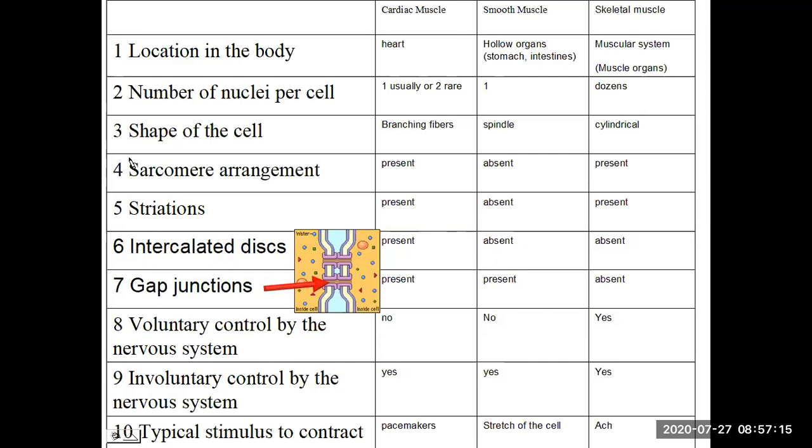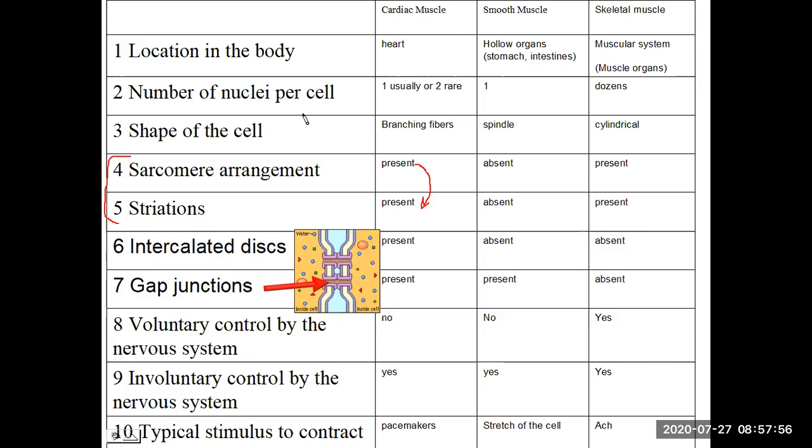So now we have these two which go hand in hand. If there is a sarcomere arrangement, the alternating A and I bands are the reason why we see these striations. So we can tackle these together. Cardiac muscle, well, when there's a sarcomere arrangement, it'll have striations. Smooth muscle lacking the sarcomere arrangement means that it lacks striations. It does not have the organized A and I bands. Skeletal muscle, again, contains the sarcomere structure and thus has the appearance of striations.